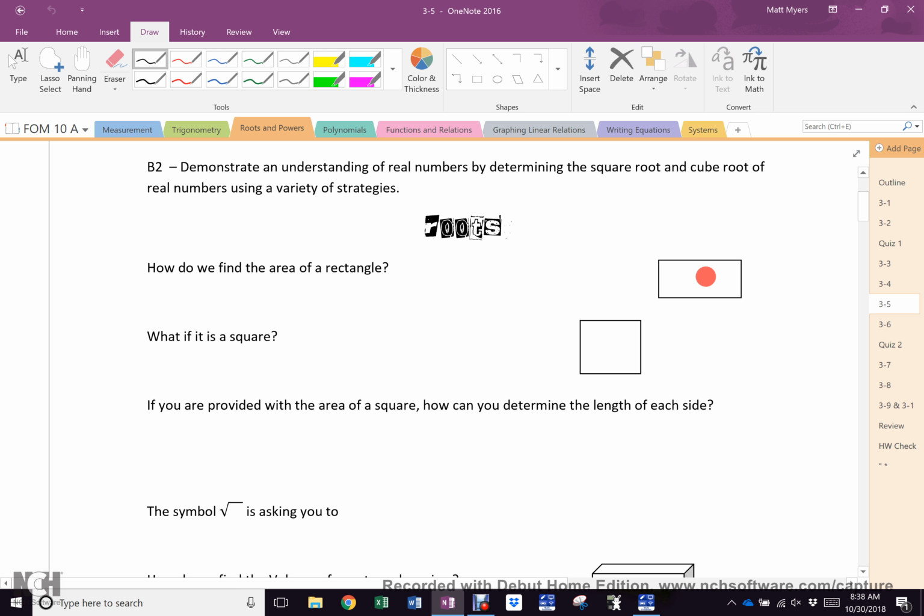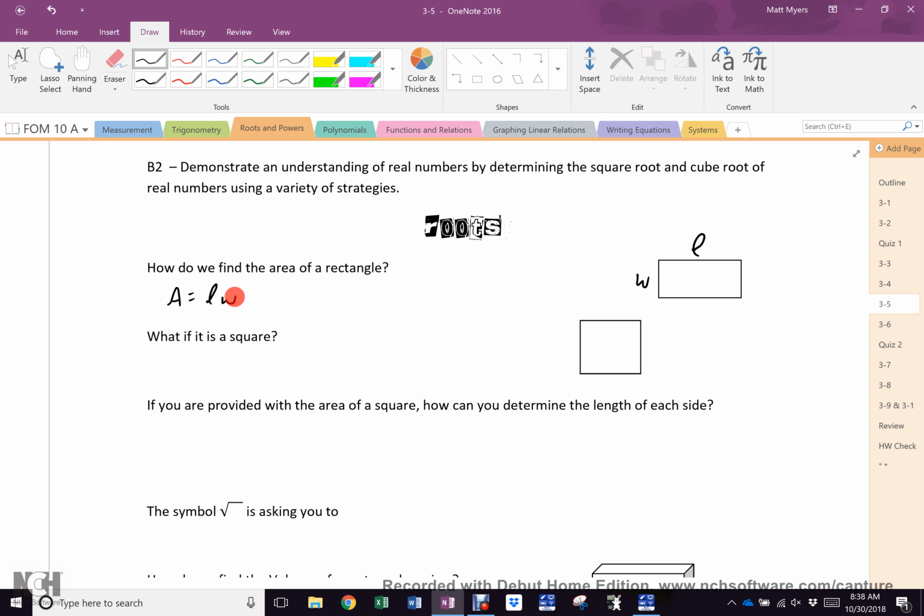Here I have a rectangle. How do I find its area? Length times width. Agreed? Area equals length times width. Yeah?